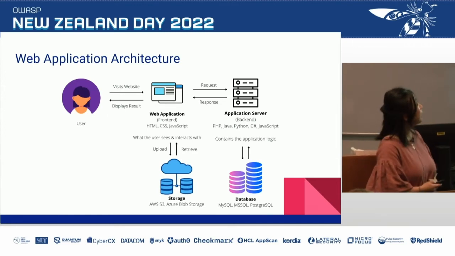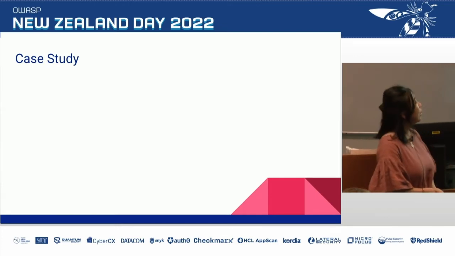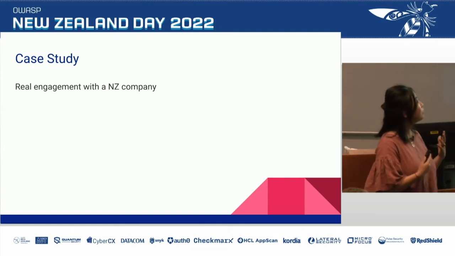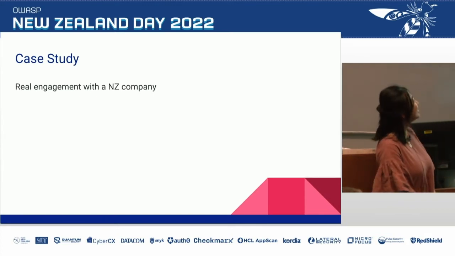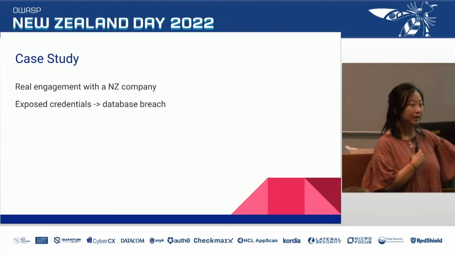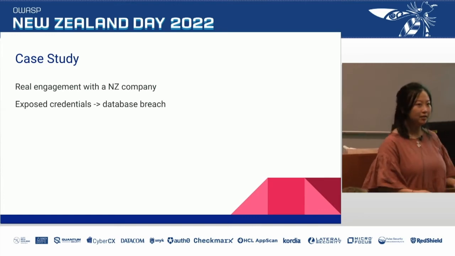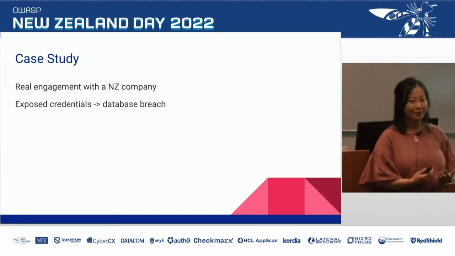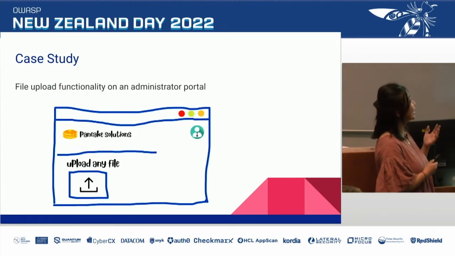Okay. So let's have a look at a case study of a company that didn't do this very well. This was an engagement with a New Zealand company a couple of years ago. I've completely anonymized it, so I think no one would be able to know what company this was. In this case, the exposed credentials actually led to a complete database breach for this company, which was not really good, and they were very panicked. But they fixed it really quickly as well, within a week before Christmas. I felt a bit bad for the developers, but let's have a look at this case study.